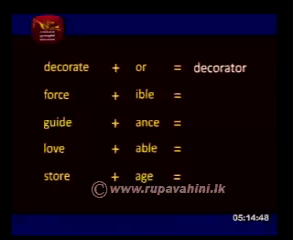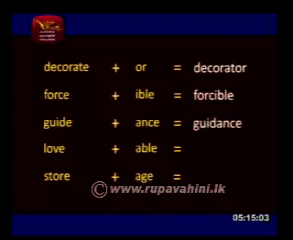Decorator. Forcible. FORCIBLE. Next, guide. Guide plus ANCE, guidance. GUIDANCE. You have to drop E. Then love. Lovable. LOVABLE. Store, when we add AGE, storage.